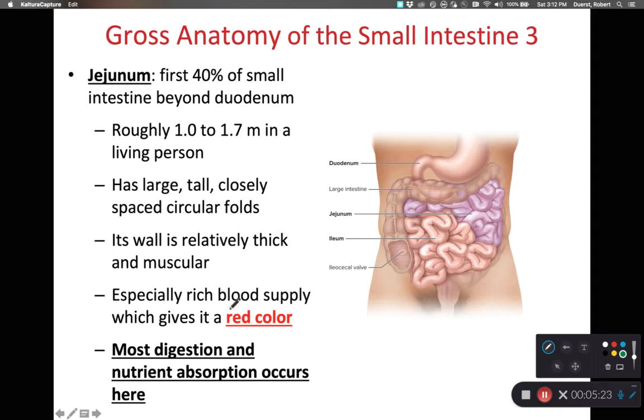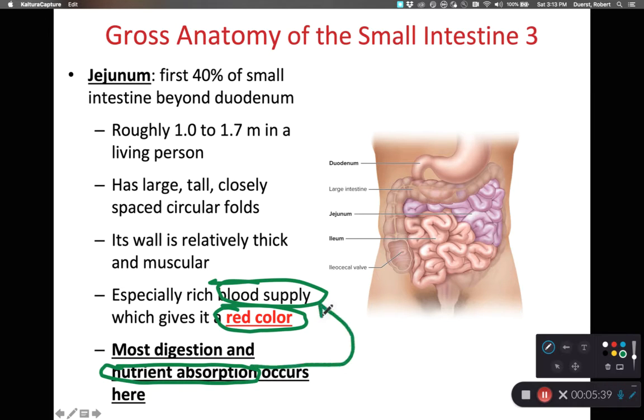Let's connect the color to this next bullet point here. It has a bright red color because of lots of blood supply. That blood supply is important because we have nutrient absorption. As we absorb carbohydrates, proteins, and nucleic acids, we are going to dump those into the blood capillaries, or the bloodstream. So that part of the small intestine, the jejunum, that has a lot of blood, is also going to have lots of nutrient absorption.